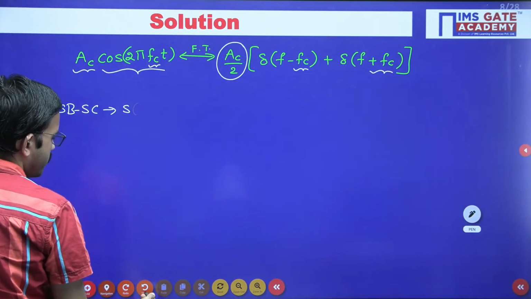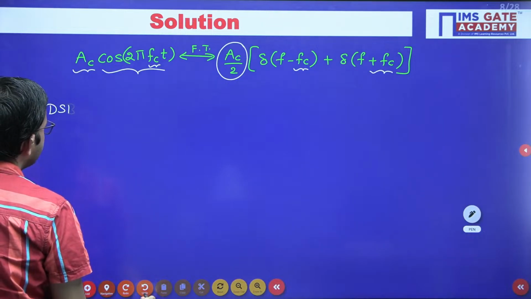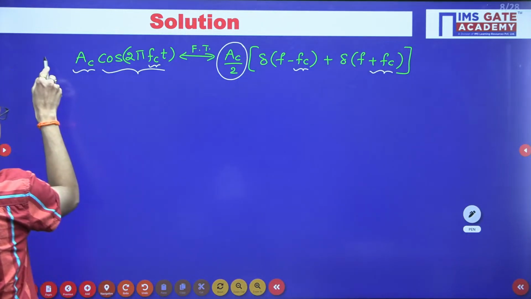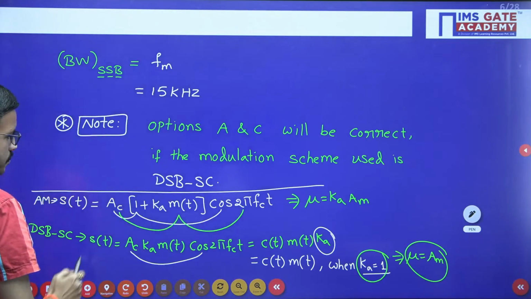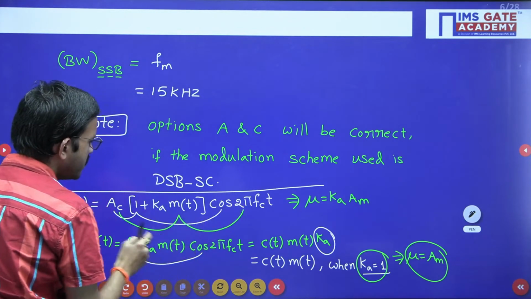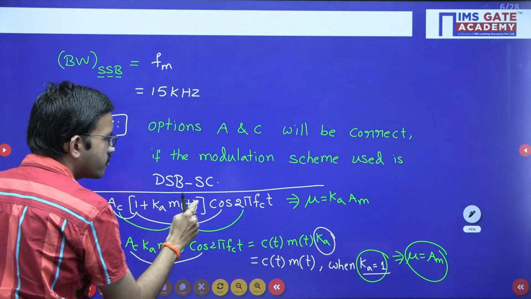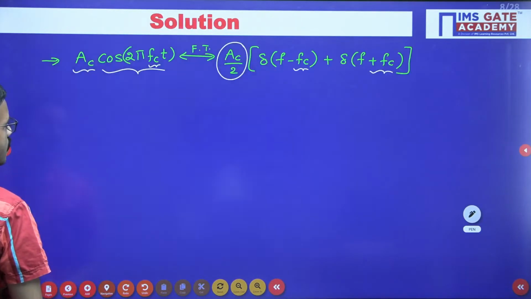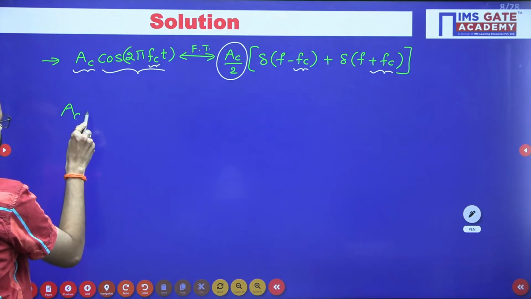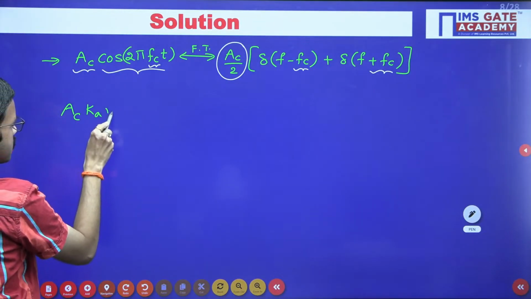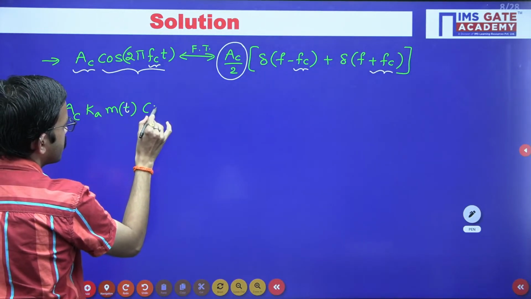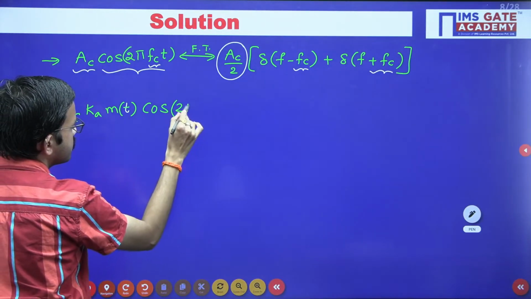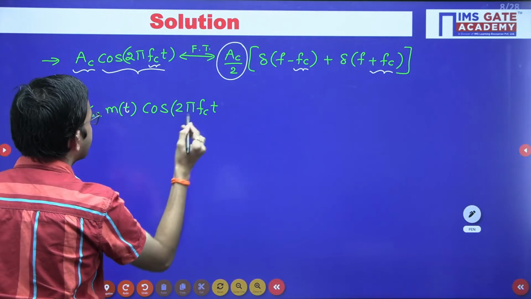Okay, otherwise I will write this equation, one second. In the AM, I have considered only the first part of the equation, that is Ac cos 2 pi fc t. Another part is Ac K m(t) cos 2 pi fc t.